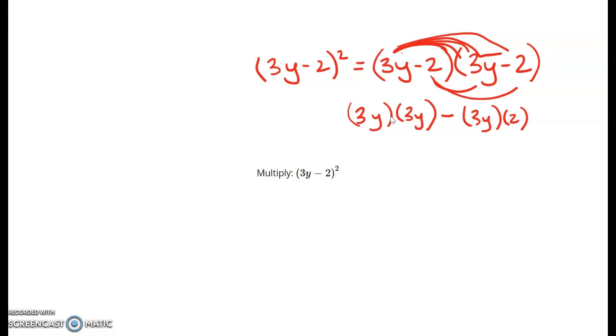Oops, I'm going to run out of room here. Minus 2 times 3y, and then minus 2 times negative 2. Kind of ran out of room, but you get the idea. Now you don't have to write out this extra step, but if you struggle with these, that might be a good idea. So we multiply these.